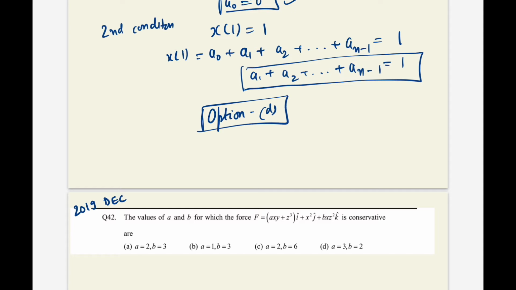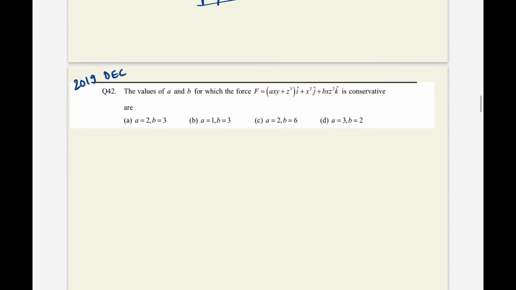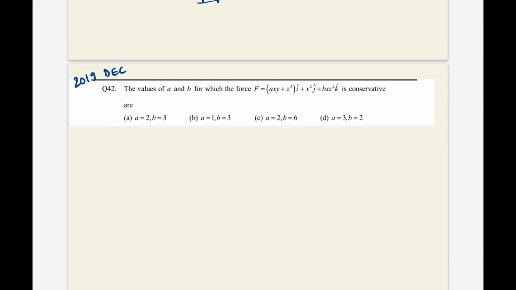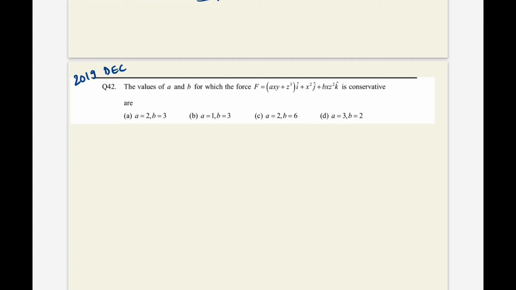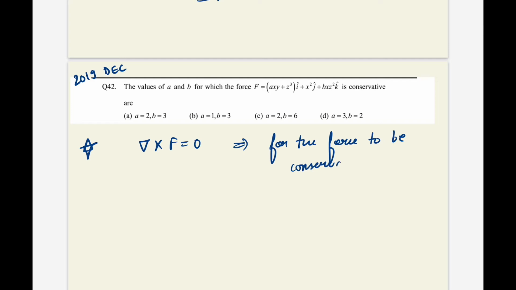Our next question is from 2019 December only. We are given in the question the values of A and B for which the force F given as this is conservative. Another concept which has to be remembered: curl of F equal to 0 is a required condition for the force to be conservative. Now we will substitute for the following equation.